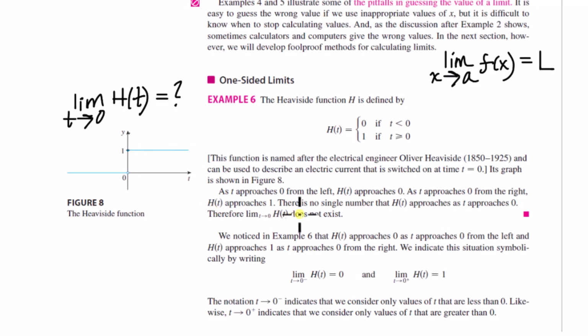1. Okay, but what you can notice there is that there's no single number that h of t approaches as t approaches 0. And so therefore we state that the limit as t approaches 0 of the function in general doesn't exist. We would state that this limit doesn't exist.